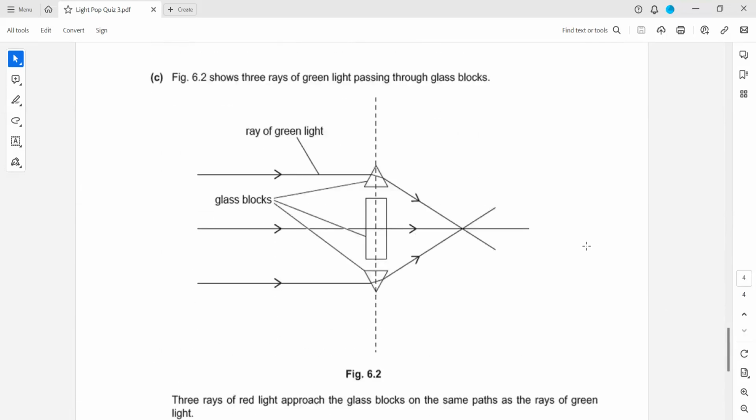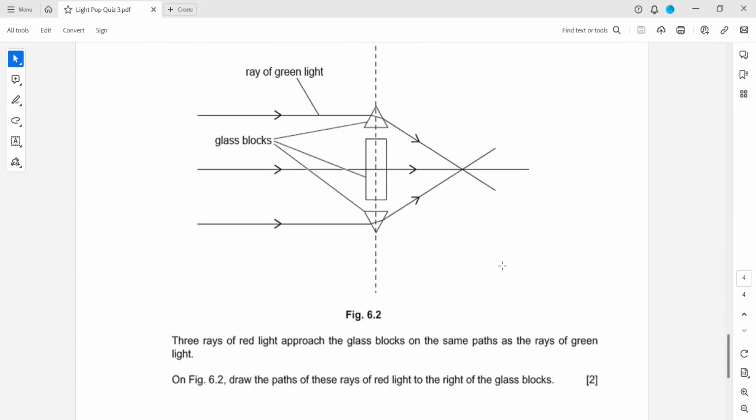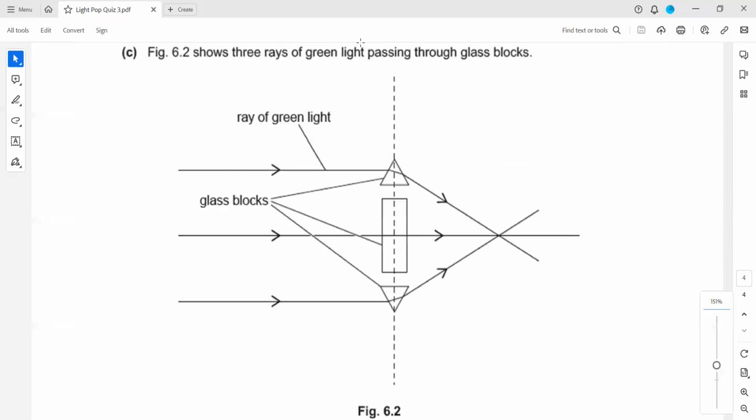Then figure 6.2 shows three rays of green light passing through the glass. Three rays of red light approach the glass along the same path. On the figure, draw the path of the red lights. So if these are the green lights, the red will show less bending. We have violet, indigo, blue, green, yellow, orange, and red. Red has the lowest frequency and violet has the highest frequency. The one which has a higher frequency will bend more, and the one which has a lower frequency will show a smaller change in speed, or bend less.